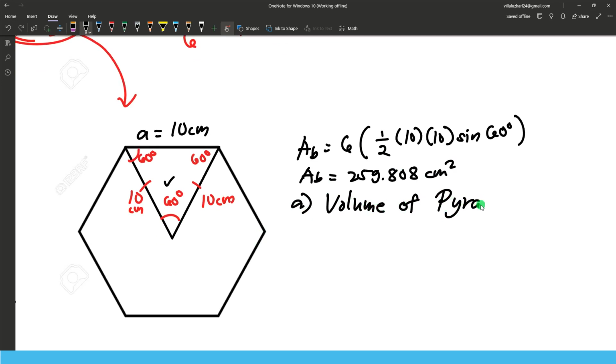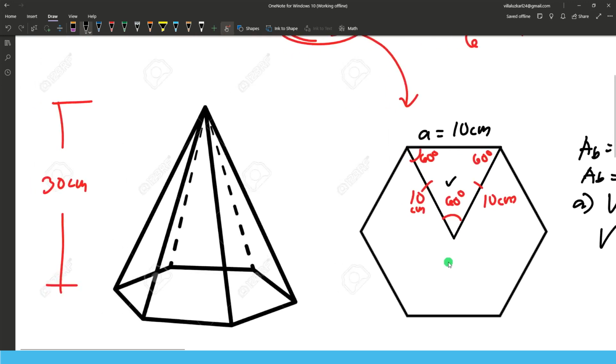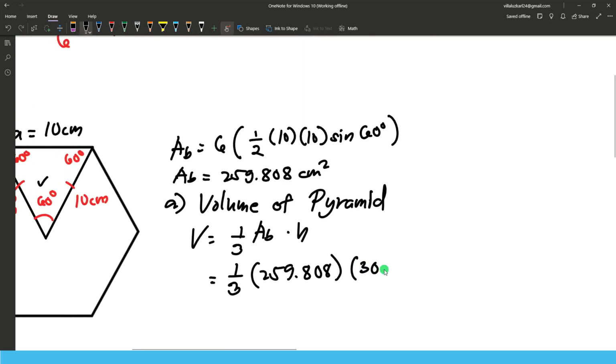Okay, so for A, the volume of the pyramid is V equals one third area of the base times height. One third area of the base, 259.808. The height is 30. So we are consistent in centimeter units. The volume therefore is 2598.0 cubic centimeters. So this is your volume.